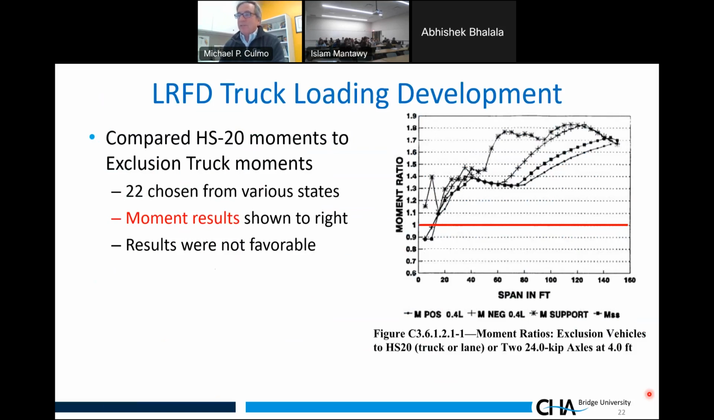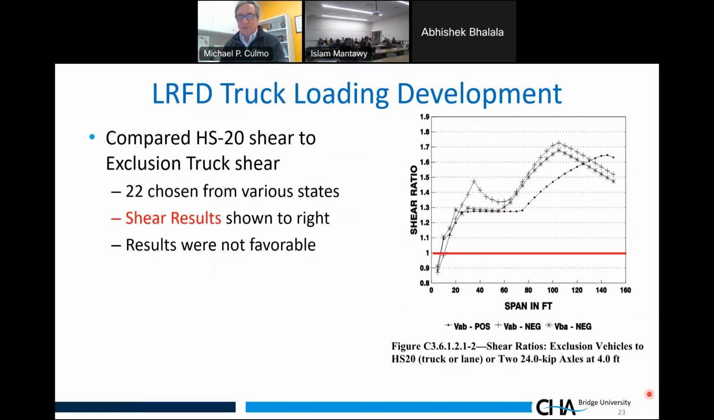They were shocked when they saw this. They're like, wow, the HS20 is not as accurate as it really should be. So this was for bending moment. They also looked at shear. This is a plot for shear. Similar results. The exclusion vehicles were up to 1.73 times larger than the HS20 for certain span lengths. So this was the justification for saying we need a different live load. The HS20 live load was no longer accurate.